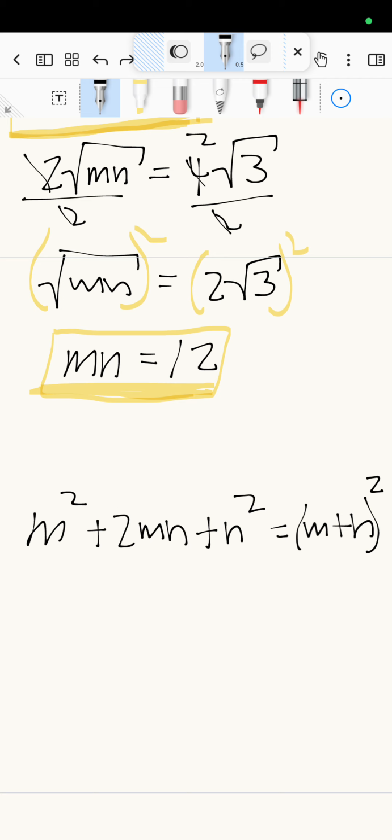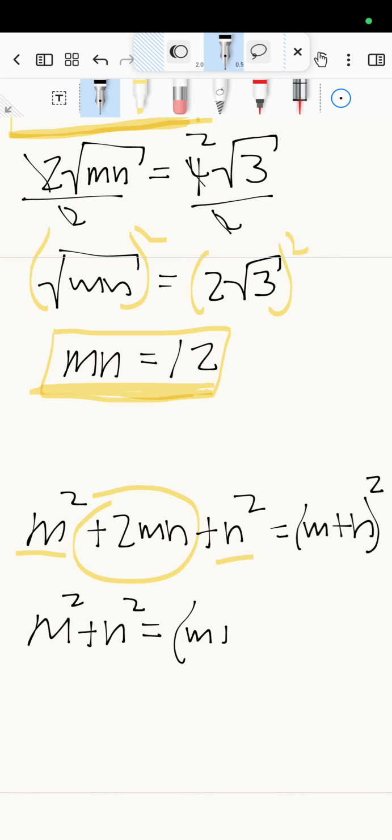So why do I want that? Because the question wants me to have an m squared and an n squared. So I can have that if I just get rid of this one. So I'm going to manipulate this. I'm going to say m squared plus n squared, and on my right hand side, what do I have? I have m plus n, all of this squared, minus my 2mn. That's mn. Okay, so on my left hand side, this is what the question is asking me to solve.